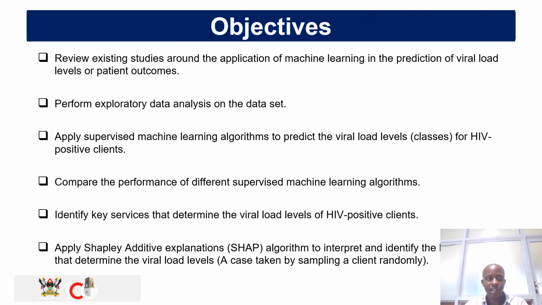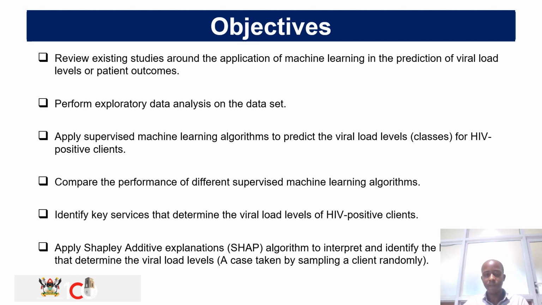The objective of the study is that we want to review existing studies, how they applied machine learning in the prediction of viral load results, perform exploratory data analysis, apply supervised machine learning algorithms to predict the viral load levels, compare the performance of different algorithms, identify the key services that determine the viral load levels of these patients, as well as apply SHAP if we need to know what are the driving factors per patient towards having a low suppression level.